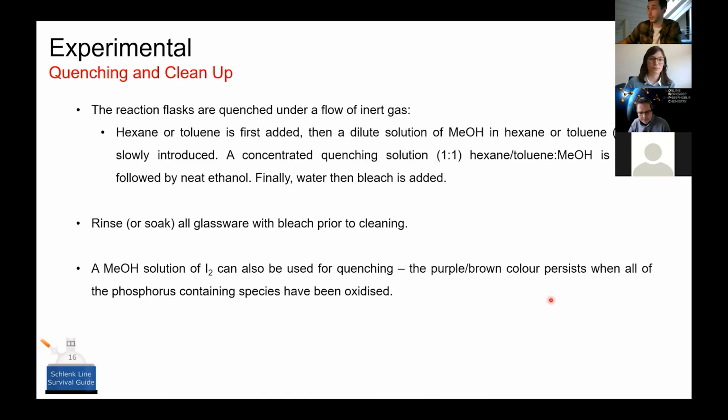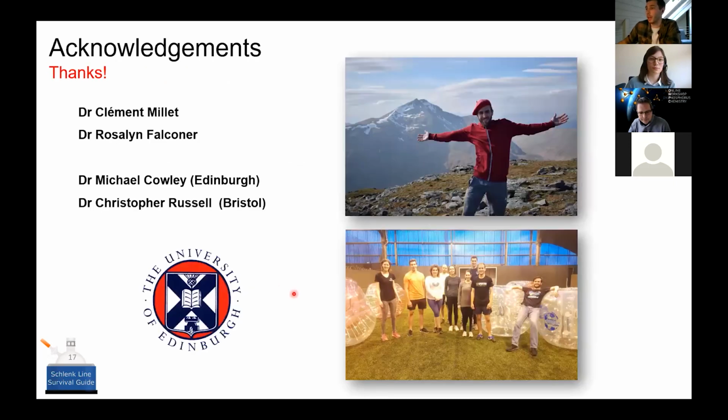With that, I would especially like to thank Clement and Rosie, their past and current postdocs in the Cowley group. It was Clement who actually did the synthesis and gave me the method, which I've shared today. But this is developed from Rosie's previous work in Bristol in the Russell group. And I imagine that this synthesis is passed on from other academics, but I thought it'd be useful to share today to the wider phosphorus community who will use this reagent more frequently.